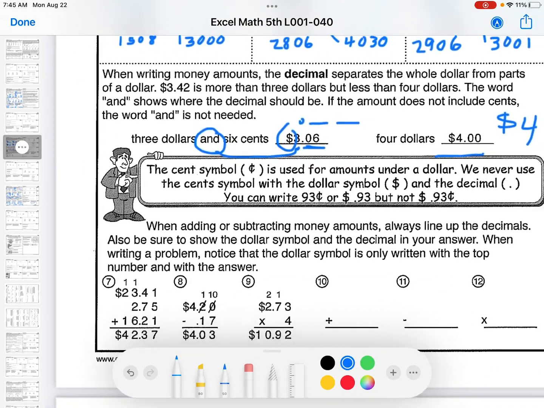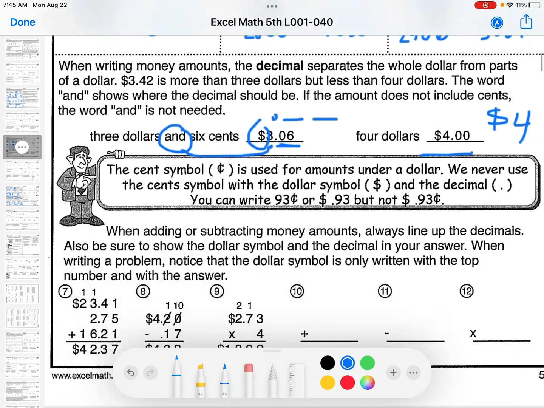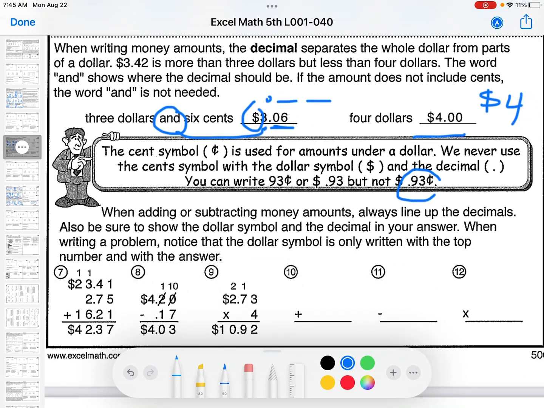Okay, at least when you're a kid, never use a decimal point with a cent sign. You can write $0.93 for 93 cents, or you can just write 93 cents like that, but you can never write decimal point 93 cents. Notice where the dollar sign is too. That comes before the number, and the cent sign comes after the number.